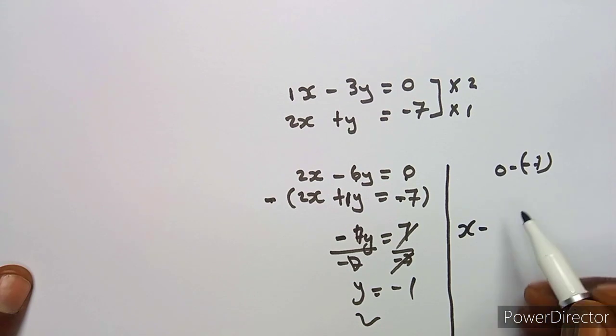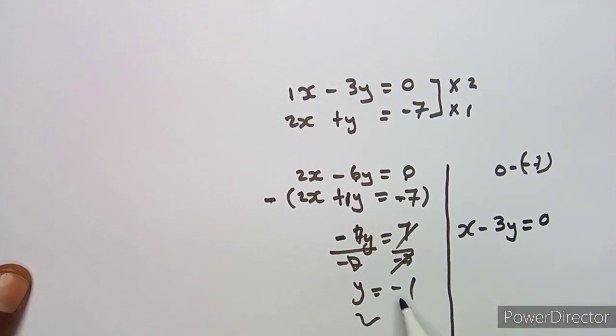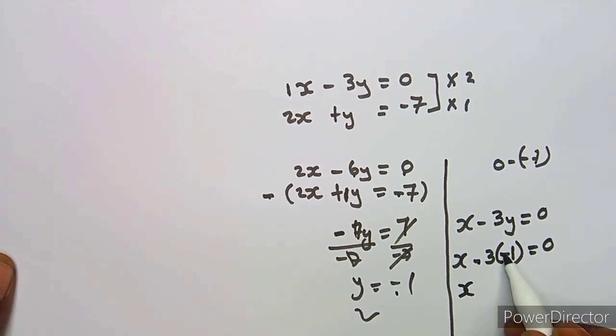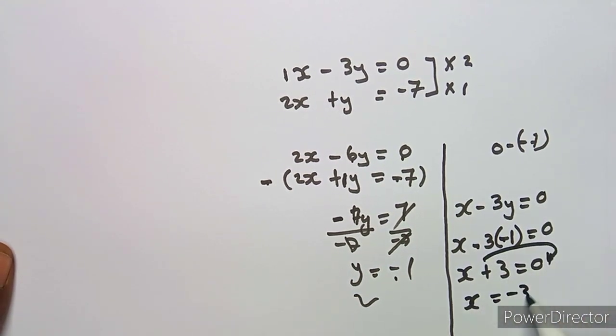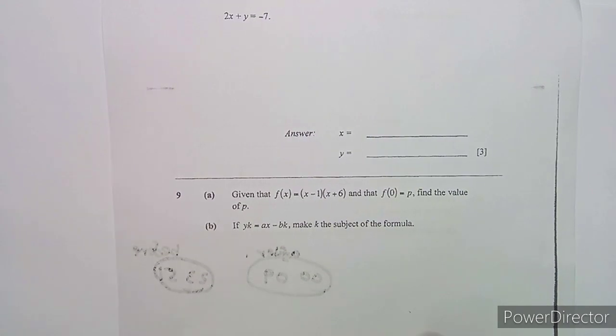x minus 3y is equal to 0 here, and y is minus 1. So x minus 3 into y, which is minus 1, is equal to 0. So x minus and minus, that's a plus, which is equal to 0 here. So you can transpose the 3 to the other side, which is going to be minus 3. So as you can see, guys, we are still obtaining the same values. There are so many methods that you can have there.